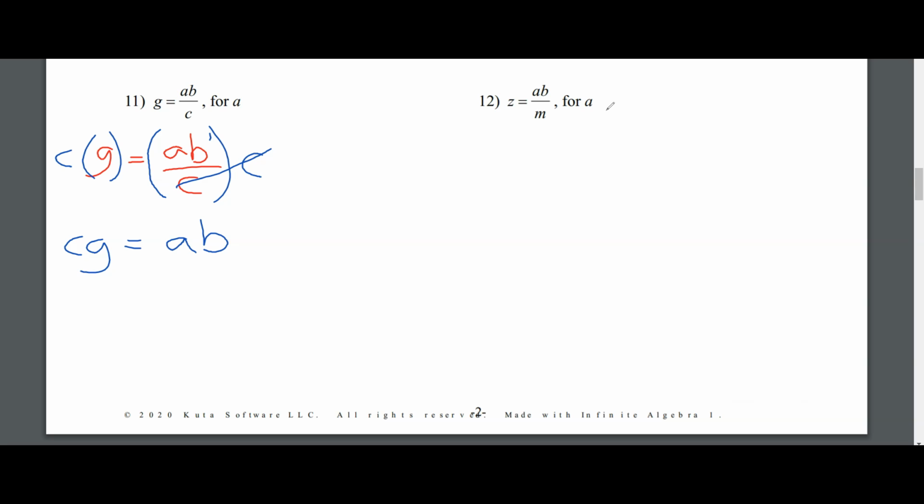Now I'm close to what I want, but I want to get a by itself. So how do I move the b to the other side? Well, I divide both sides by b. So I get cg all over b is equal to, the b simplifies, so I'm left with a. There's our solution. Now, of course, again, if you want to write the a on the other side and move the cg over b to the other one, that's okay as well. Let's move to 17.